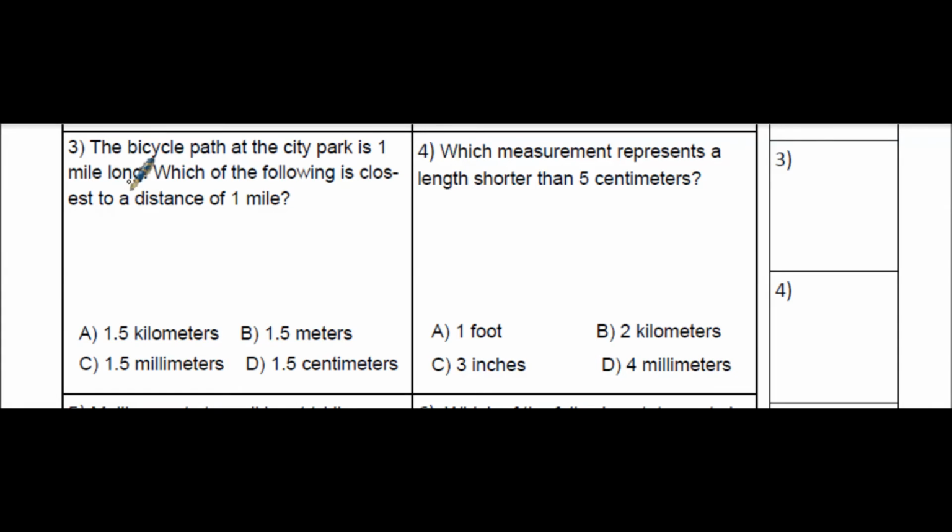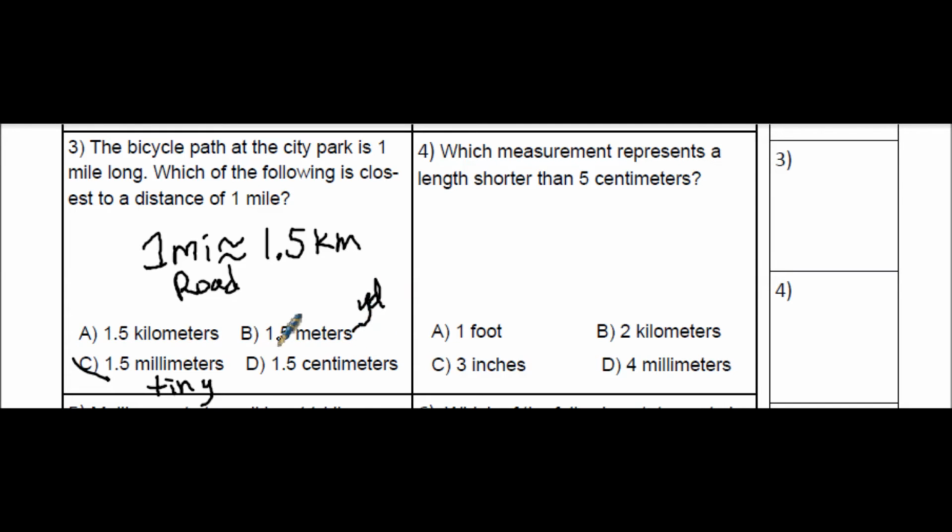The bicycle path at the city park is 1 mile long. Which of the following is the closest to that distance? Well, if I look at 1 mile, I should know that 1 mile is about equal to 1.5 kilometers. If I look at this, millimeters are really, really tiny. And miles, like that's what you measure your roads in. Meters, 1.5 meters, that's like a yardstick. So 1 meter is about a yard, and centimeters are really close to inches. So kilometers are the only thing that are about the same size as the mile.